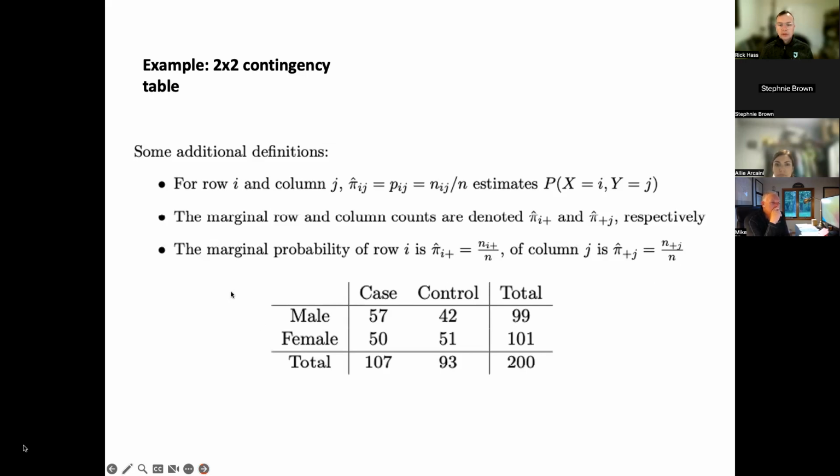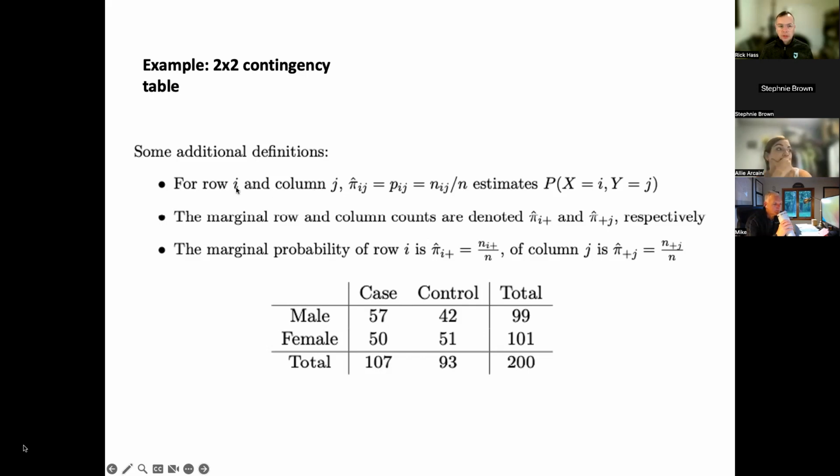In deriving the test, statisticians just use lots of different symbols for the things that we find in the columns. Right? So because of the way that the overall sample size is fixed, we can actually turn each one of the cell counts into a probability or a proportion. These are joint probabilities, right? So the probability or proportion of male cases is 57 over 200.